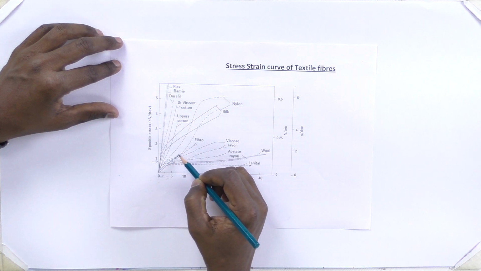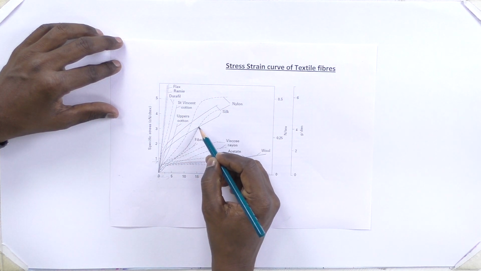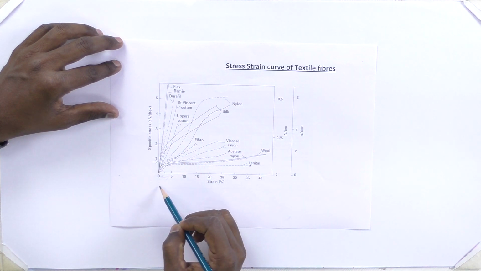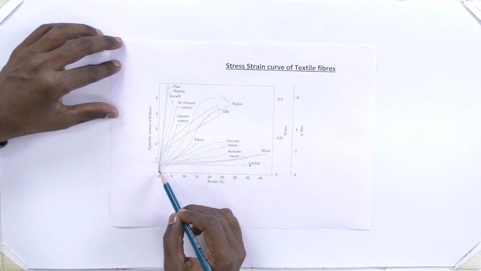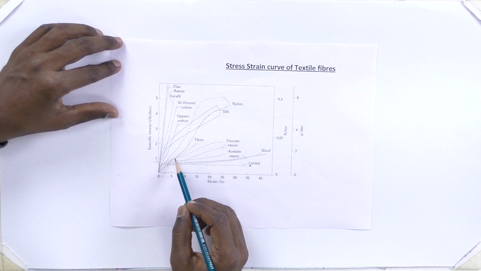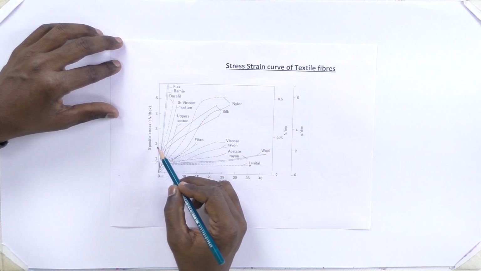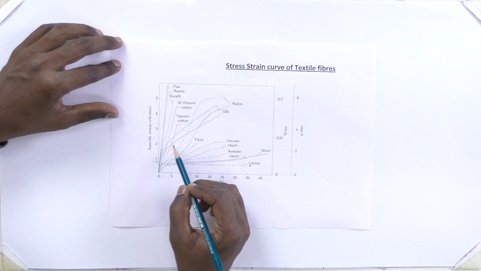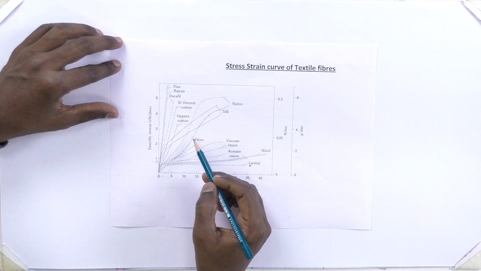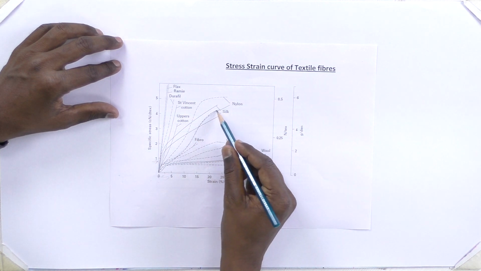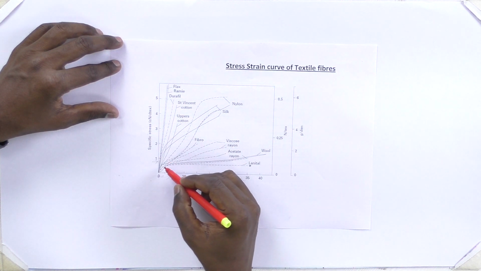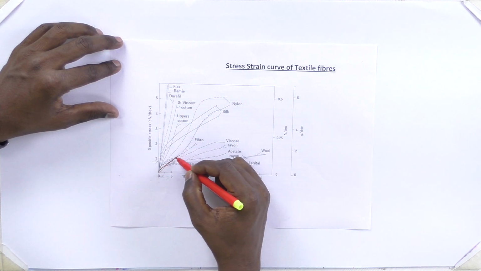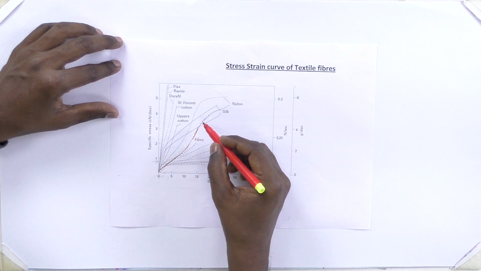So the silk fiber, when the load is applied at the initial stage, the percentage of strain is more, around 10%. After increasing the load to more than 2 cm per denier, the withstanding capacity of silk fiber increases. So the silk fiber withstands heavy load up to 5 cm per denier, even when the strain percentage is 25%.